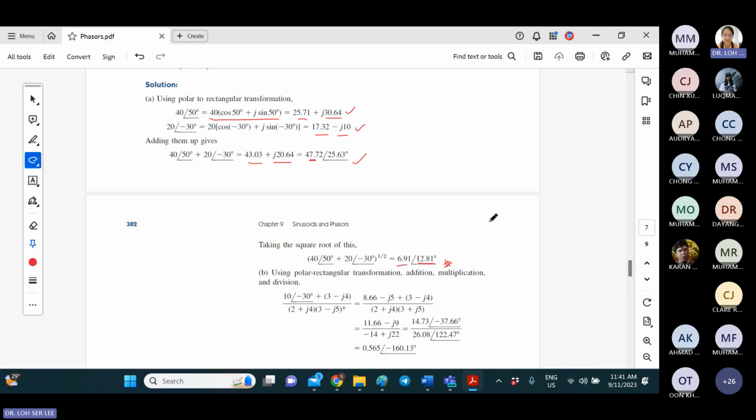If you fully understand what I taught in the class on Tuesday, this one I think you understand. You managed to understand this, because this is just topped up with the power of half.